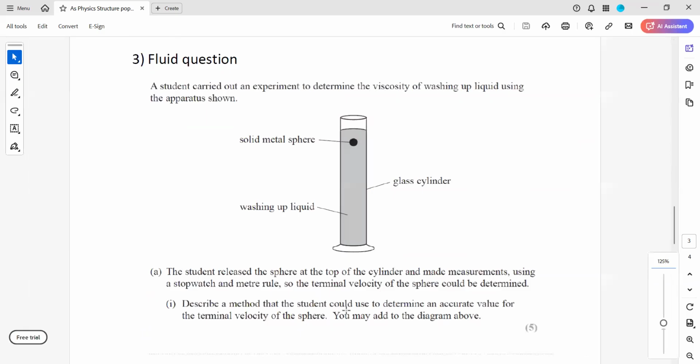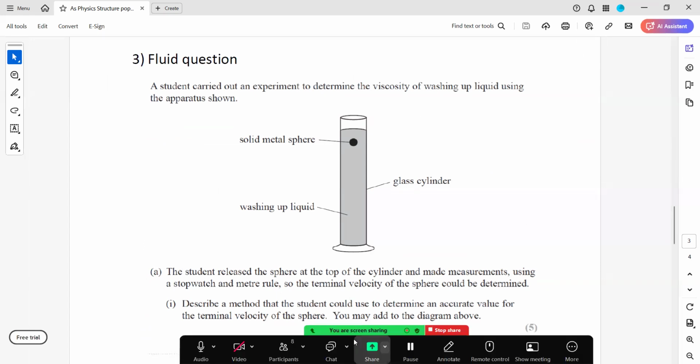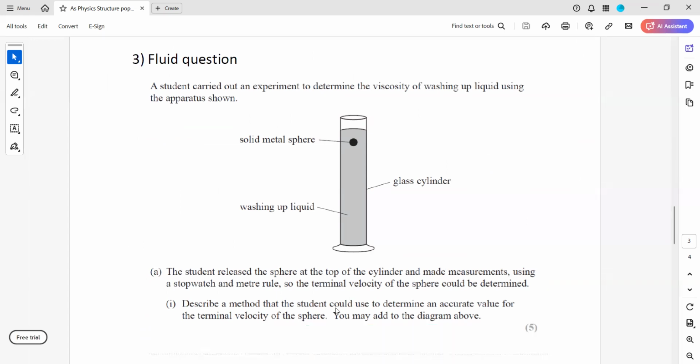Question 3. Okay. In question 3, a student carried out an experiment to determine the viscosity of washing up liquid using the apparatus shown. So the student wants to determine the viscosity. What's viscosity? Viscosity is a property of a fluid to resist the flow. When the fluid resists the flow, we call that viscosity.